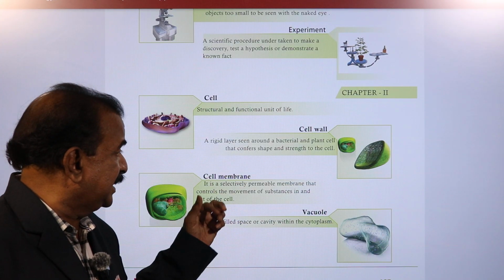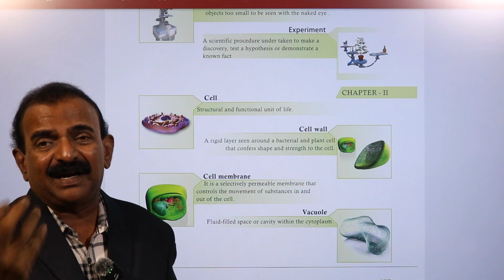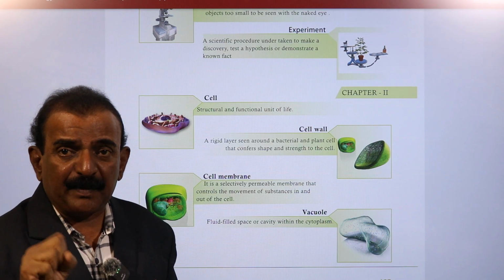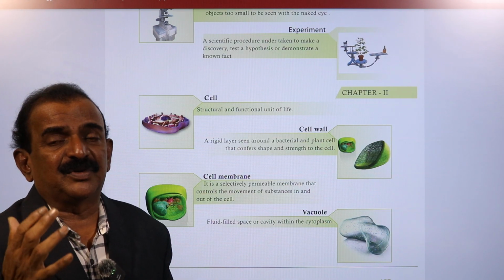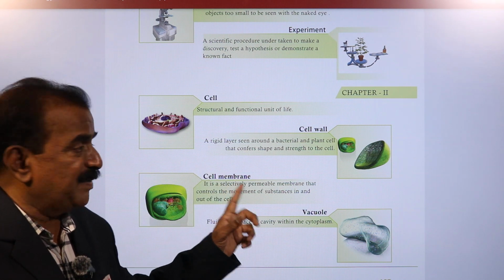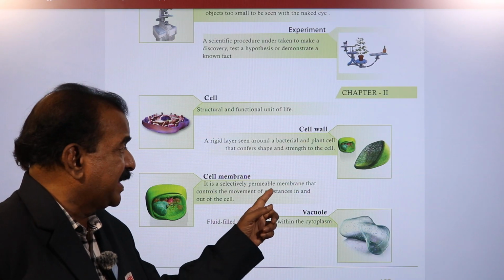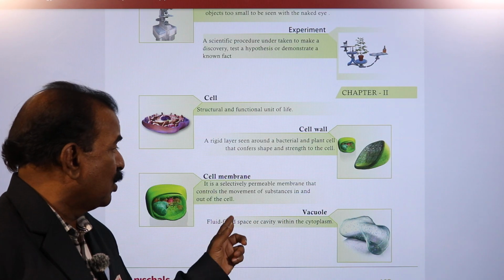Again you see the cell membrane. The cell membrane is present in both plant and animal cells, and it acts as a semi-permeable membrane. It allows certain substances to get in and some substances to get out. It is also called the plasma membrane. It is a selectively permeable membrane that controls the movement of substances in and out of the cell.